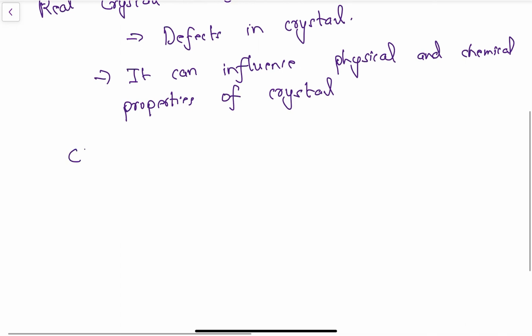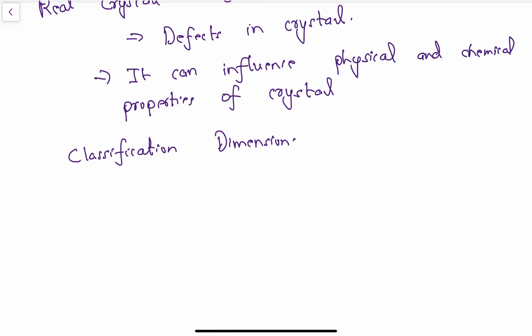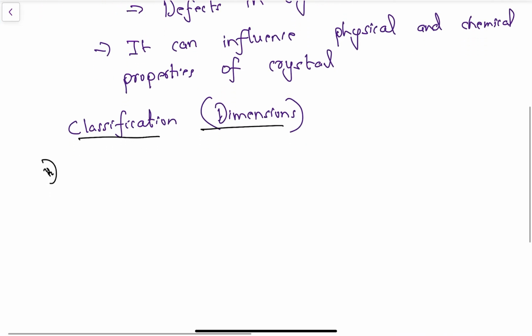So how will you classify the crystals? What are the classifications of crystals? We will classify the crystals based on the dimensions. So the first classification is the zero dimension defect, or we will call it the point defect.